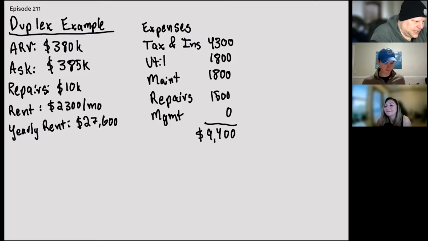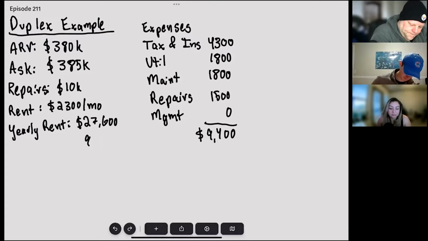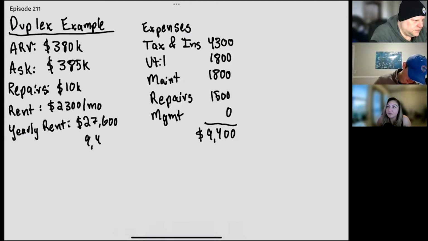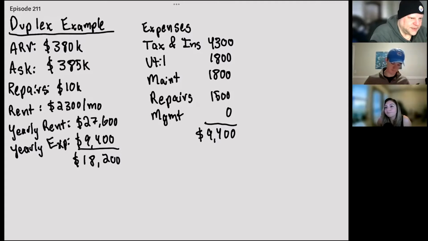Okay. So now let's take the 27,600 minus 9,400. Is it 18,200? It is. All right. So that's basically what we have left for two things: cash flow and debt service.